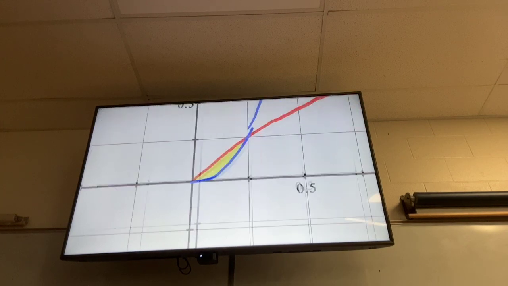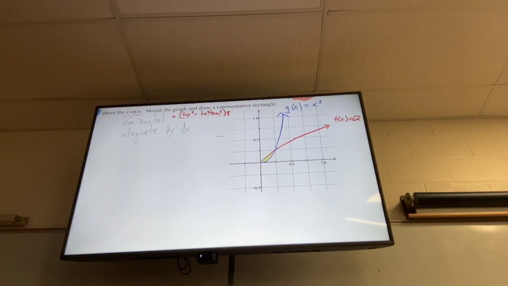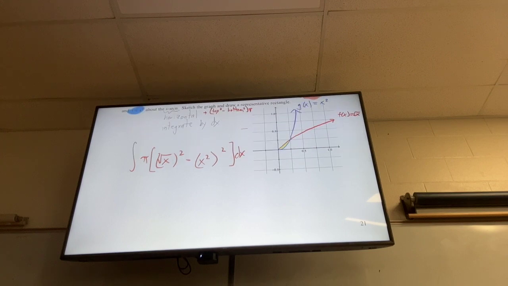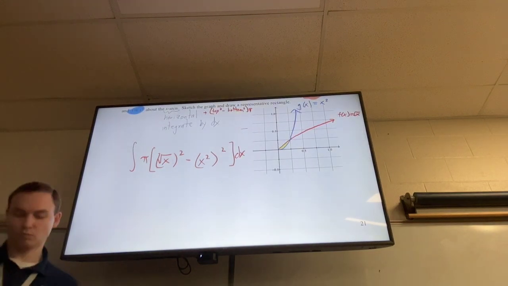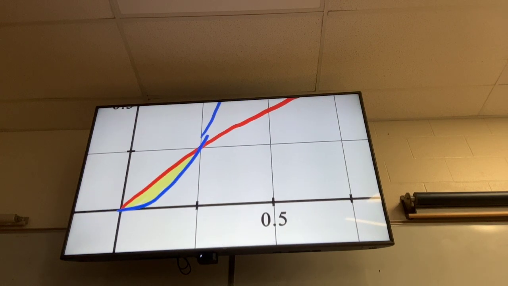Right here in my region, which function's on top? Square root of x is on top. So square root of x squared minus, what's the bottom one? x squared, squared, multiplied all by pi. We're taking an integral with respect to x, dx. What are my top and bottom numbers going to be? 0. It's a bad habit to say 1, just going off what it looks like.